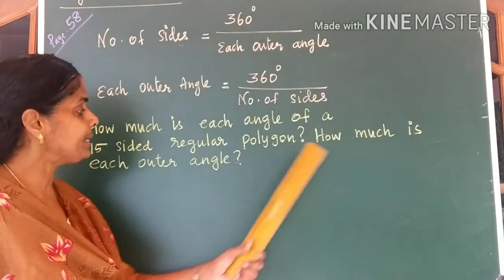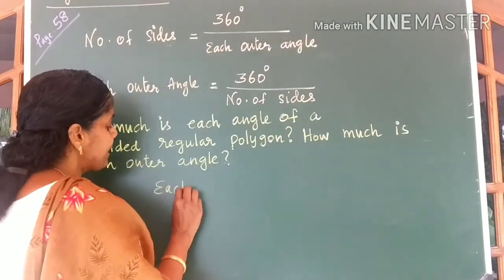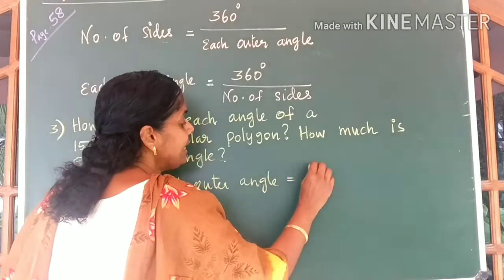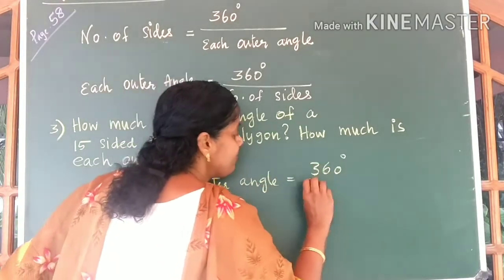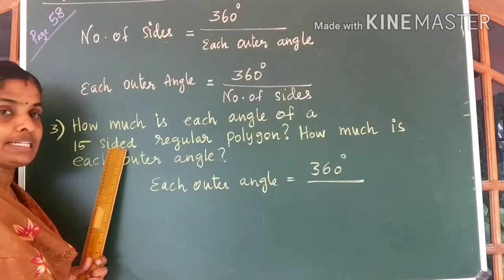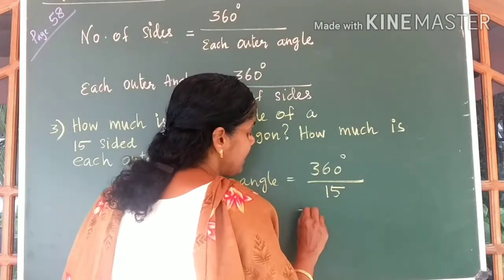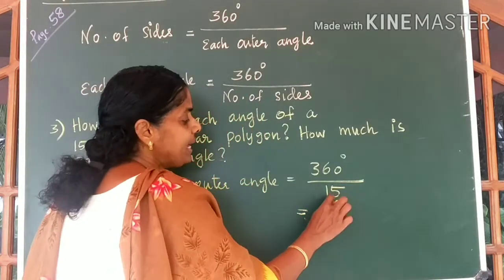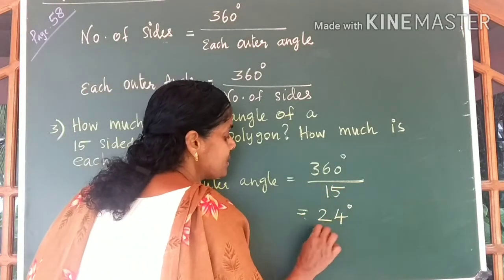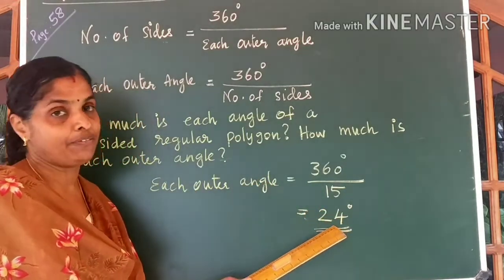So I am answering the second part of the question. Each outer angle is equal to 360 divided by the number of sides. We know the number of sides is 15. So 360 divided by 15 gives you, 2 15s are 30, in 60, 4 15s are 60. So we can say each outer angle is equal to 24 degrees.